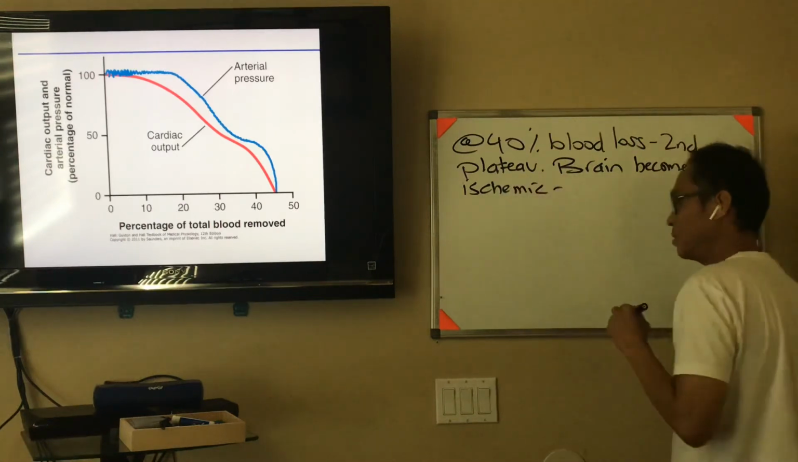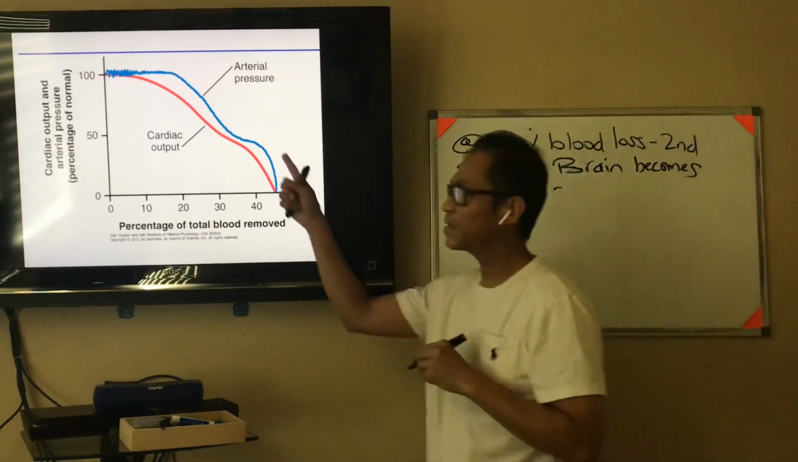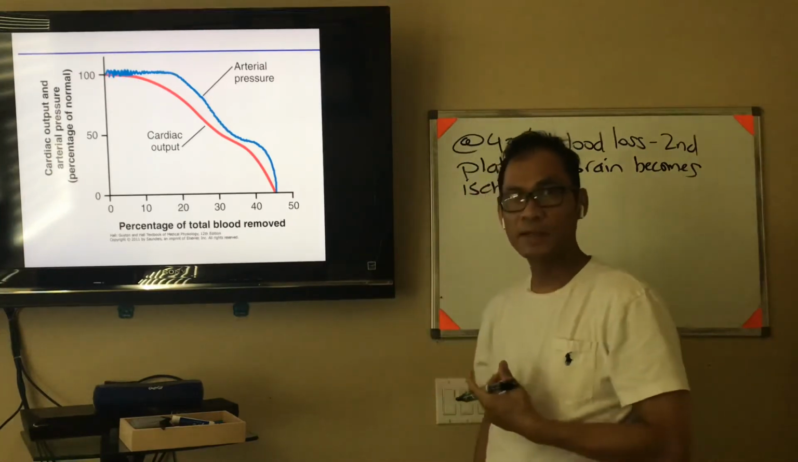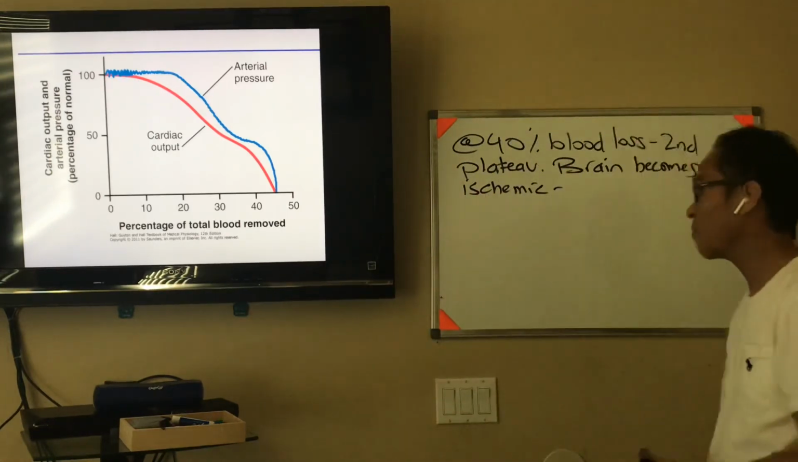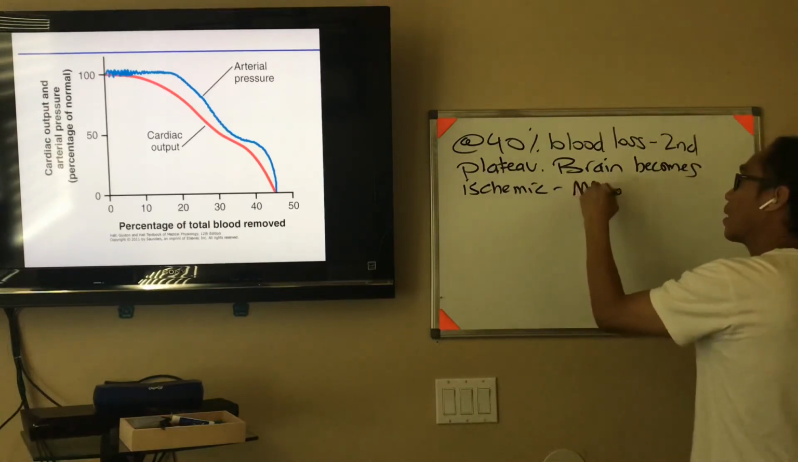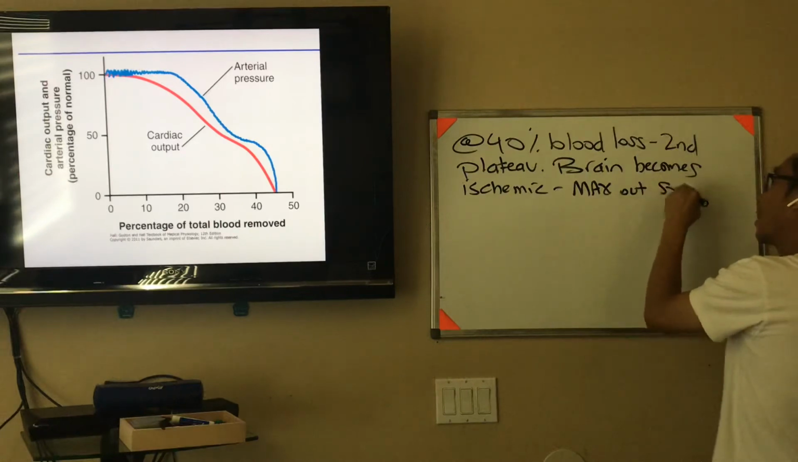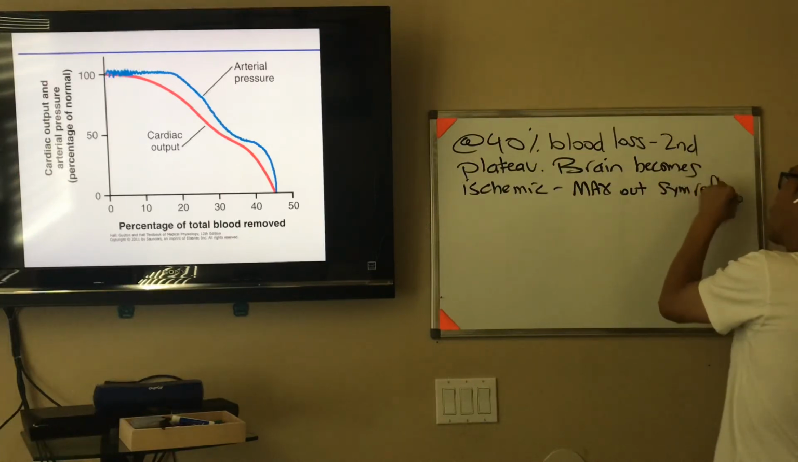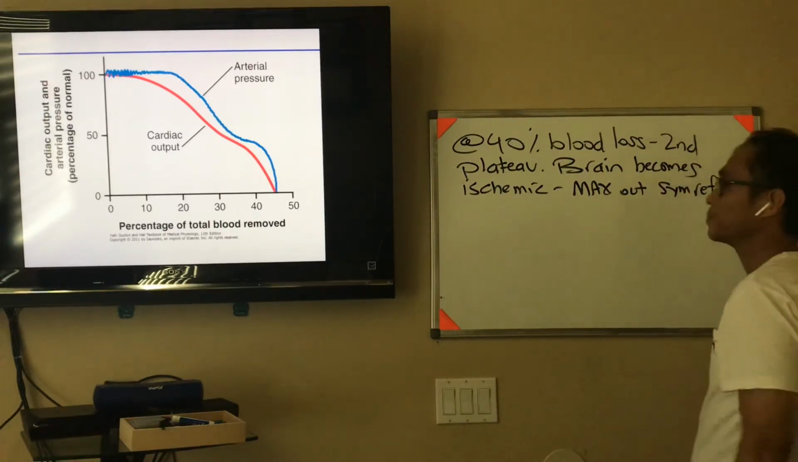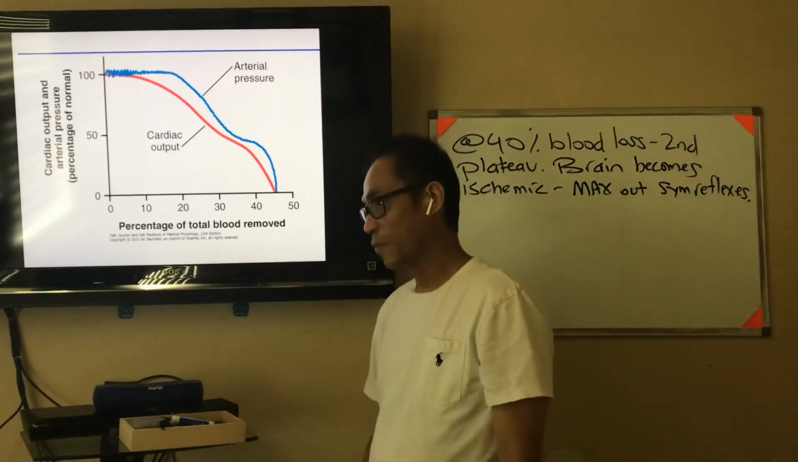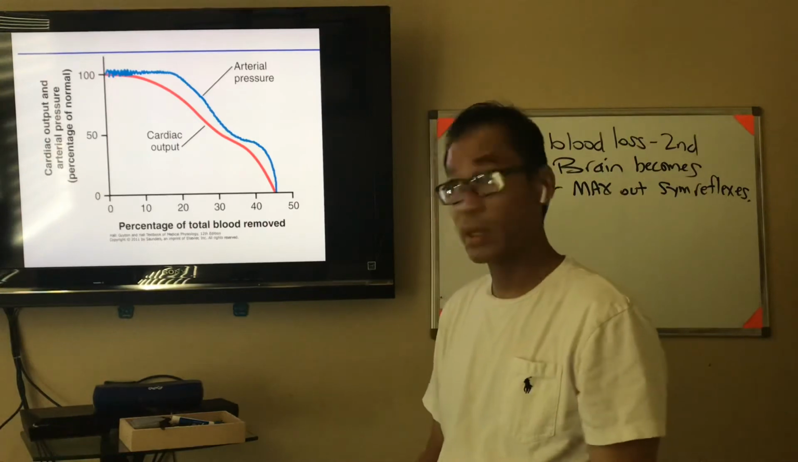And at that point, what the brain does, it maxes out the sympathetic reflexes in an effort to save itself. That's what's happening there. And of course, death would ensue shortly after that. You need to maintain blood pressure.